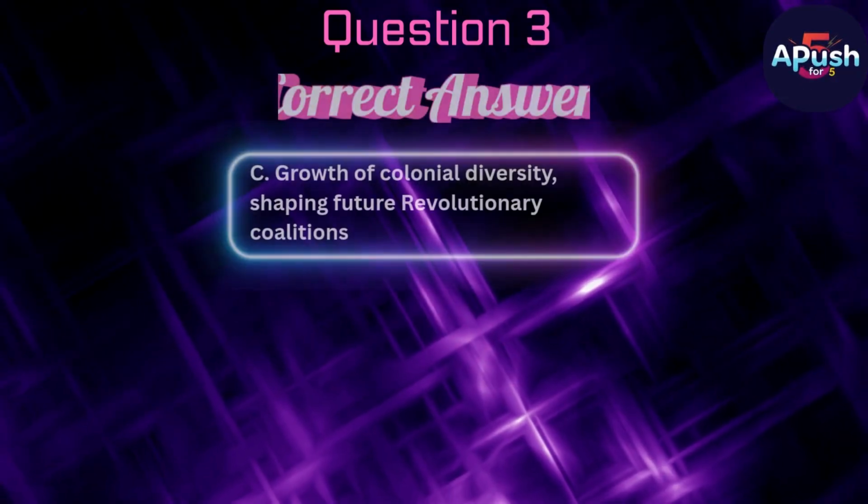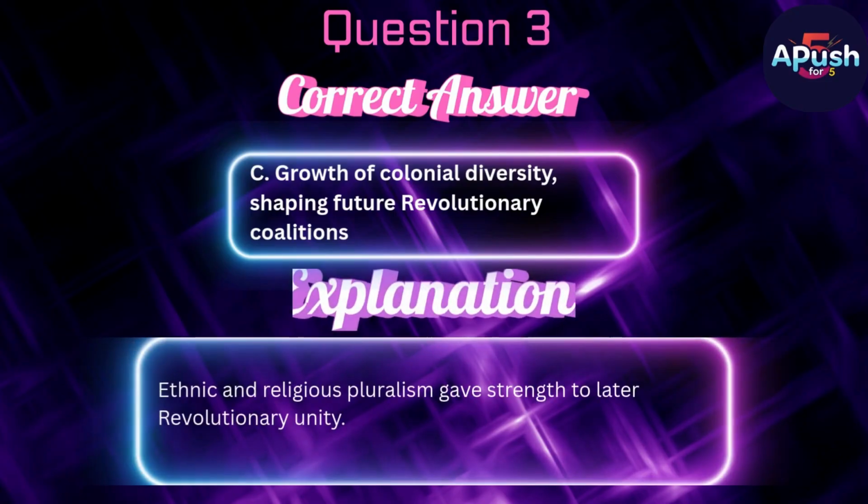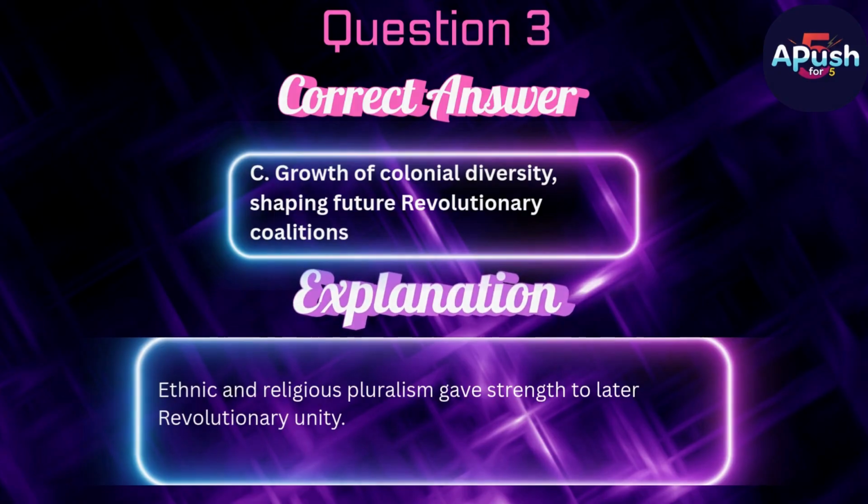The correct answer is C. Growth of colonial diversity, shaping future revolutionary coalitions. Ethnic and religious pluralism gave strength to later revolutionary unity.